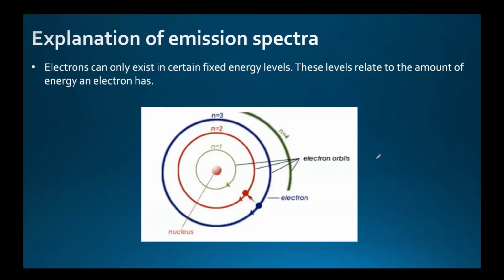So let's talk about the emission spectra a little bit further. Electrons can only exist in certain fixed energy levels, and these levels relate to the amount of energy an electron has. Okay. So in this class, we know that energy level 1 can hold up to 2 electrons, right? And energy level 2 can hold up to 8 electrons. Energy level 3 can hold up to 18 electrons, and so on.